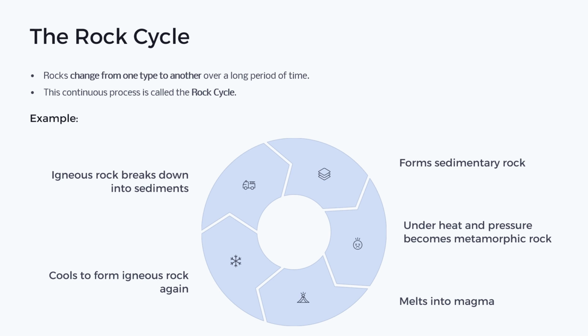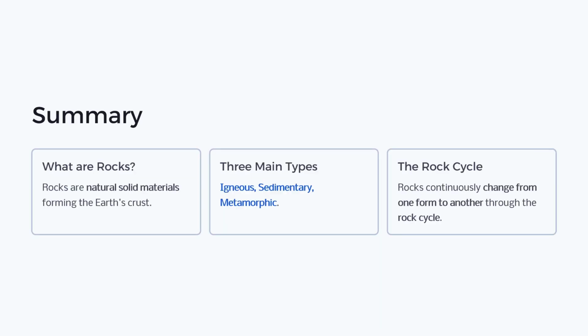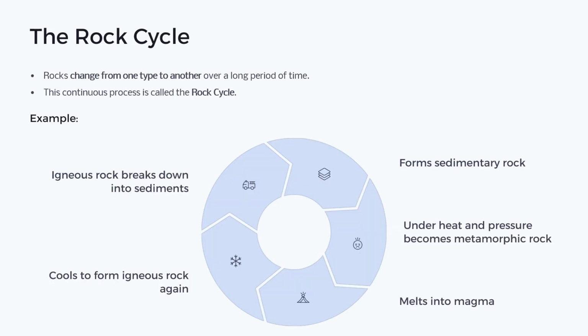Okay, next we will study. So when we saw this rock cycle, the magma cools and forms igneous rocks. Weathering and erosion break the igneous rocks into small pieces. These pieces settle in layers and form sedimentary rocks.